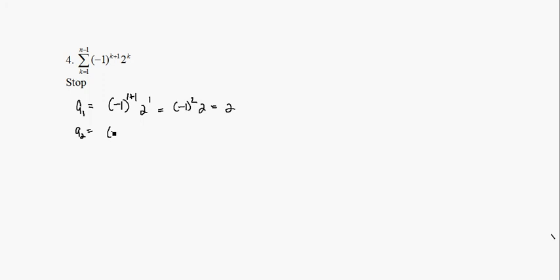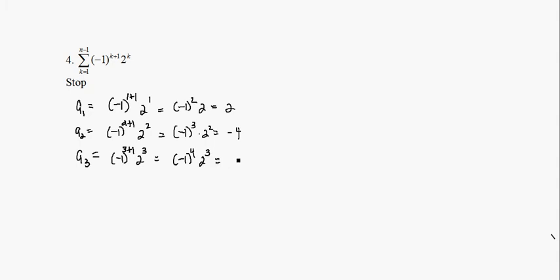A sub 2 is negative 1 to the 2 plus 1, 2 squared, which is equal to negative 1 to the third times 2 squared, which is negative 4. A sub 3 would be negative 1 to the 3 plus 1, 2 cubed, which is equal to negative 1 to the fourth, 2 cubed, which is equal to 8. And we'll do one more. A sub 4 is negative 1 to the 4 plus 1, 2 to the fourth, which is equal to negative 1 to the fifth, 2 to the fourth, which is negative 16.